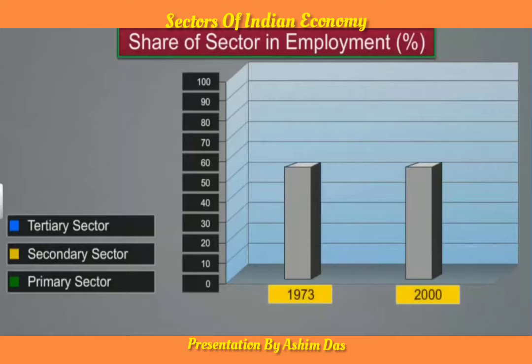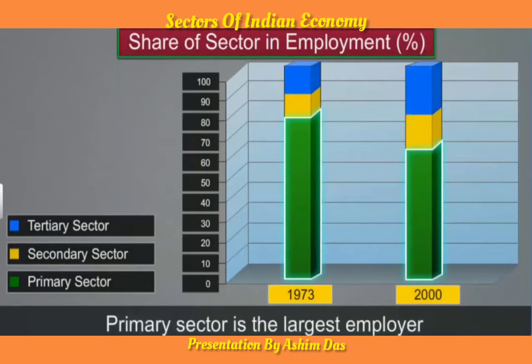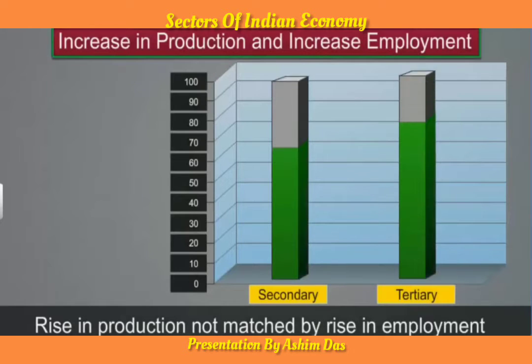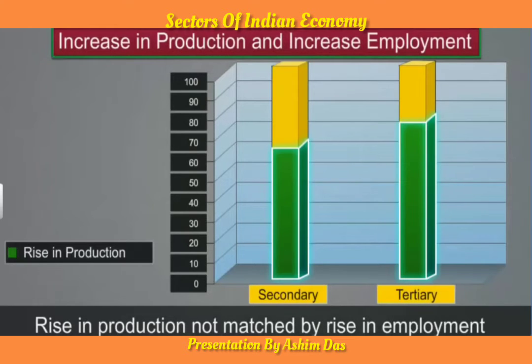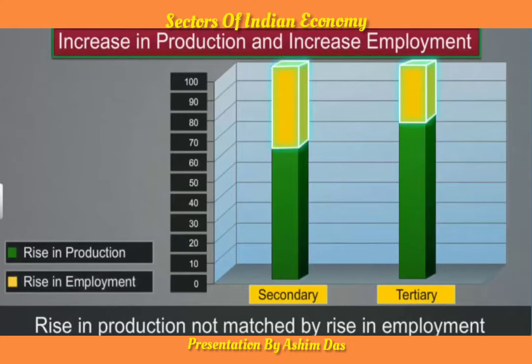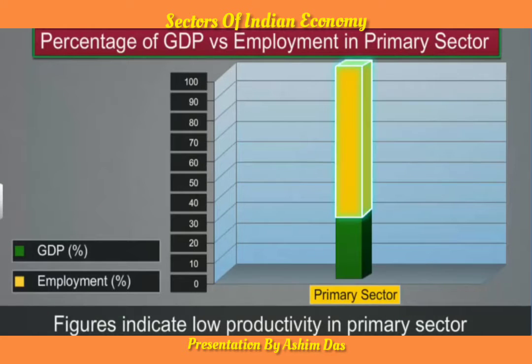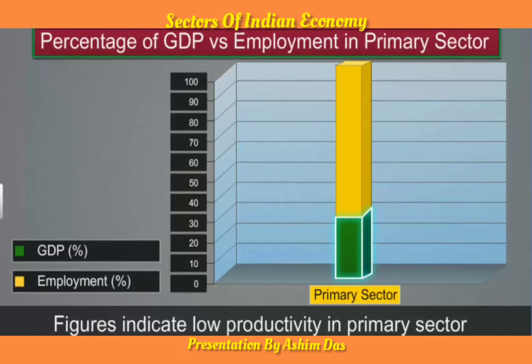However, the primary sector is the largest employer, with more than 50% of the working population engaged in it. As shown by the graph here, the increase in production in manufacturing and services is not matched by an increase in employment opportunities in these sectors. The primary sector employs over 50% of the working population, but has a share of only 25% in the GDP, which indicates its low productivity.